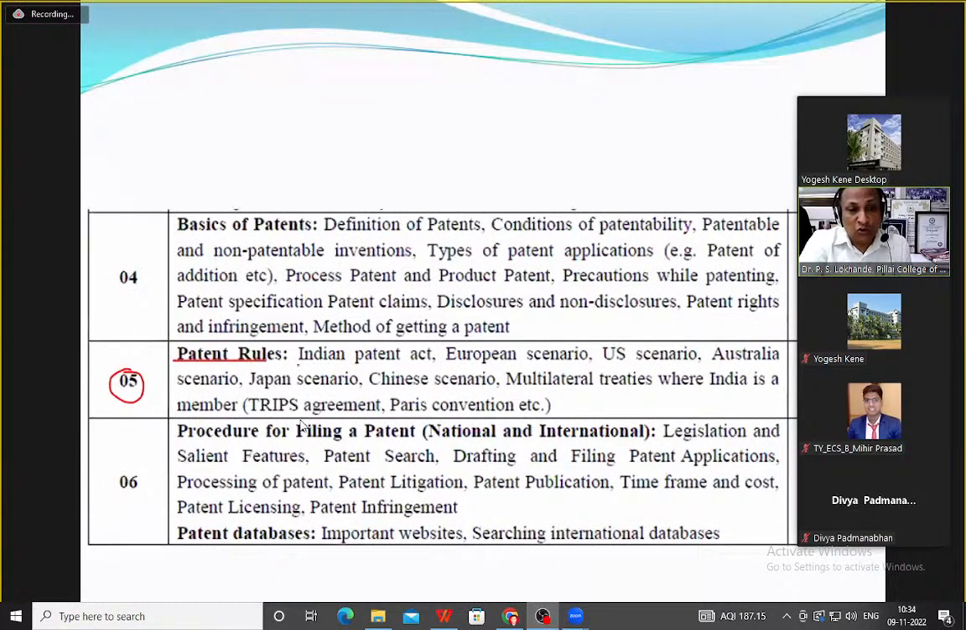And what are the rules that we need to follow? Indian Patent Act, European scenario, US scenario, Australia, Japan, and multilateral treaties. And also India is a member of the TRIPS agreement and the Paris Convention, so that's why we can take the benefit of that as well. And this is something which is asked in the patent examination in addition to this particular chapter.